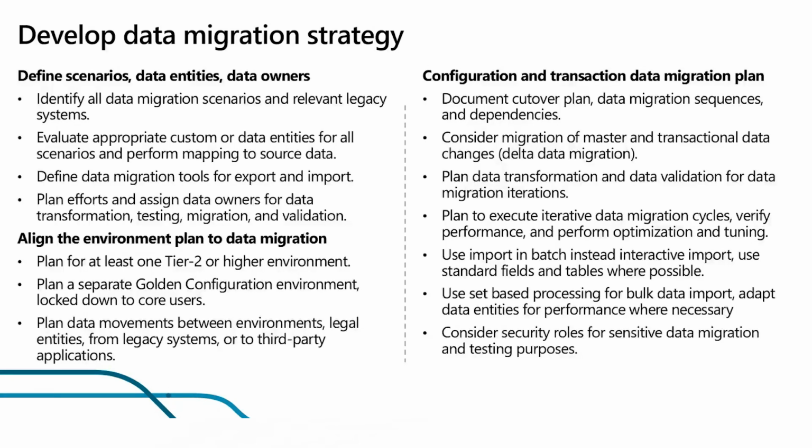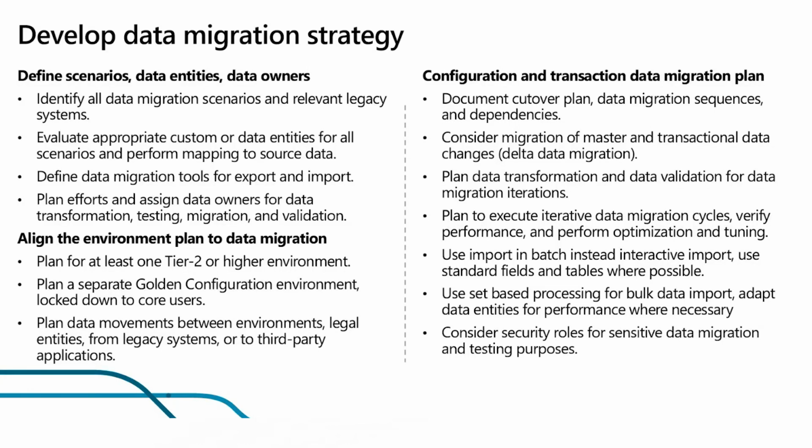Align the environment plan to data migration. Plan for at least one tier 2 or higher environment. Plan a separate golden configuration environment locked down to core users only. Plan data movements between environments, legal entities, from legacy systems or to third-party applications.